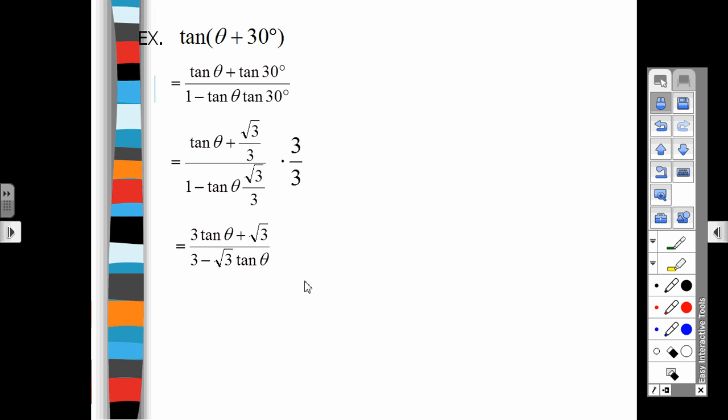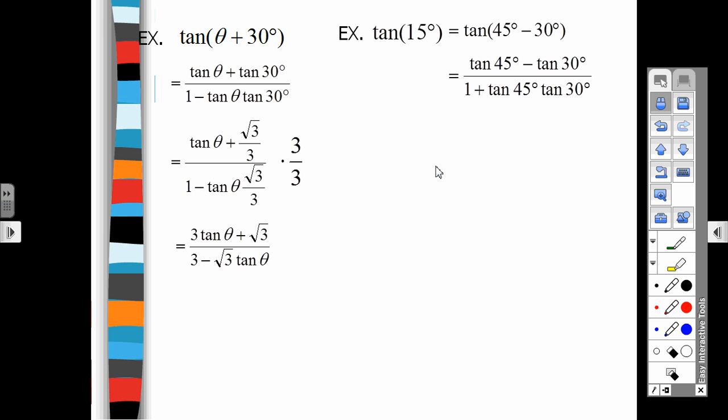Okay, so let's try one where you had something in place of theta. So let's say we had the tangent of 15 degrees that we needed to evaluate. Well, from before our last section, we know 15 degrees can be made by 45 degrees minus 30 degrees. So if we apply that tangent identity, the difference identity, we get tangent of 45 minus the tangent of 30 over 1 plus tangent of 45 times the tangent of 30.